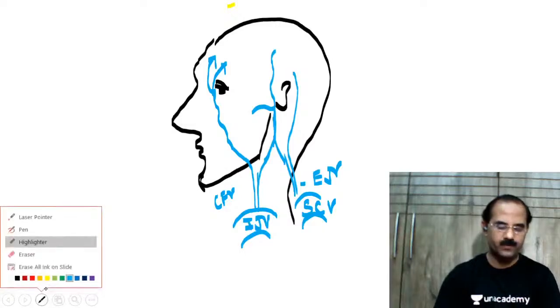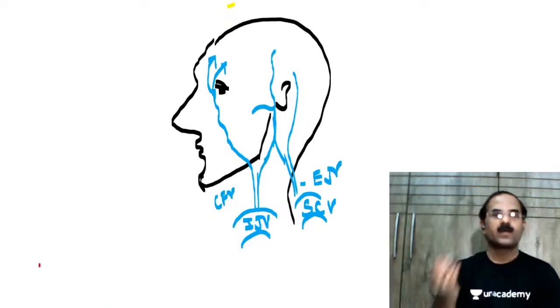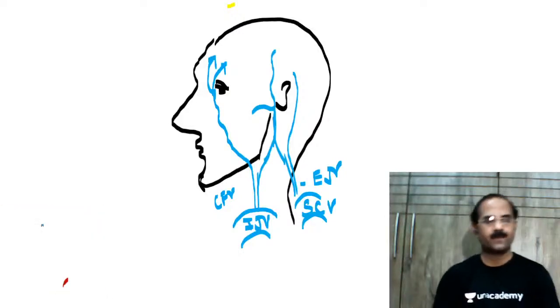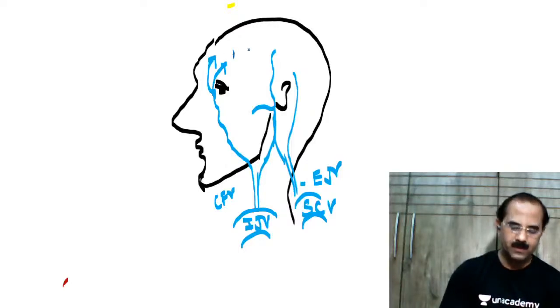Is this clear to all of you? Are you all following this? So this is about the venous drainage of the face. You can label this if you want. I'll just put numbers here.